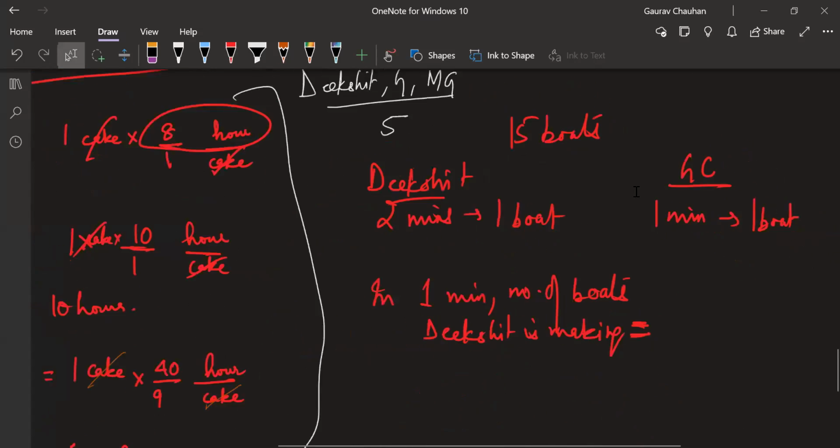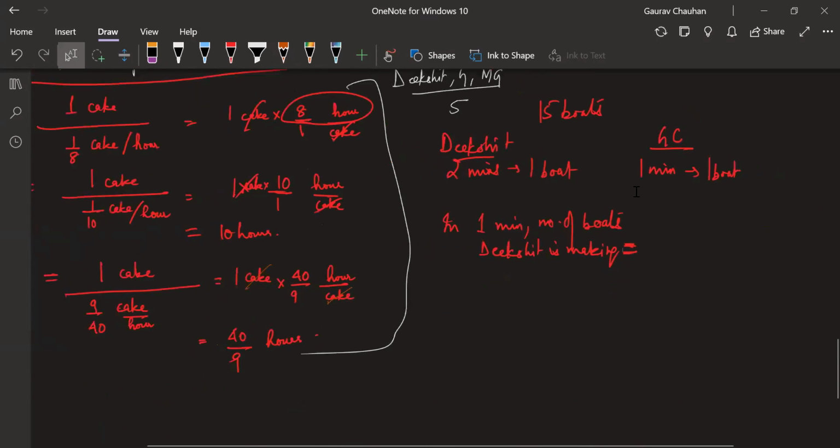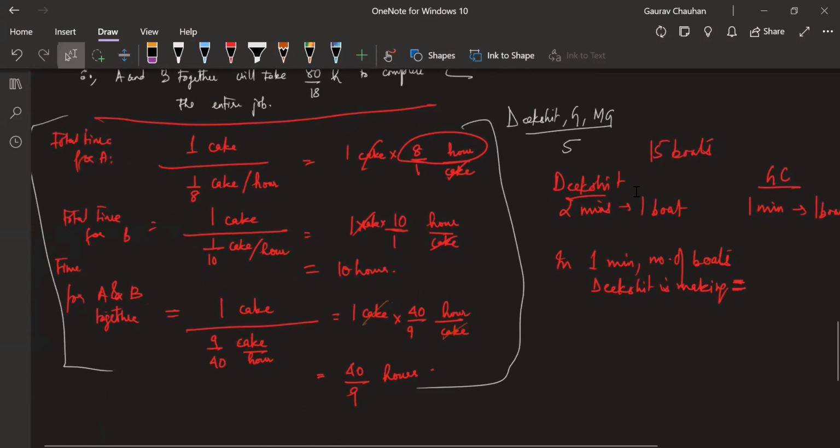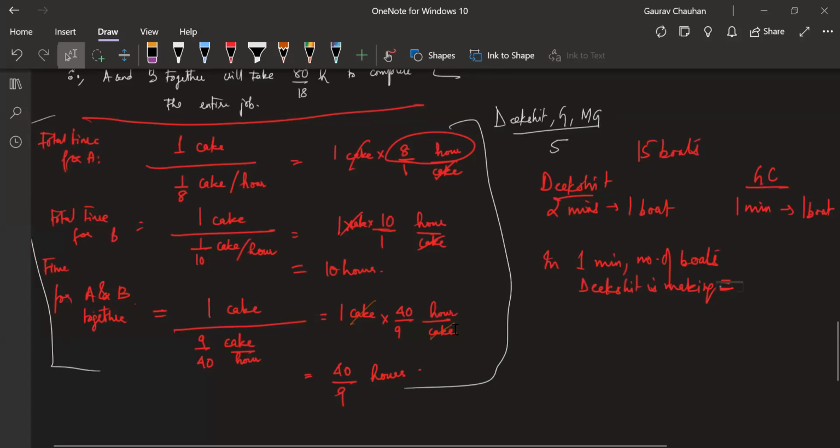Manisha, Dikshit is making 1 boat in 2 minutes. How many boats is he making in 1 minute? Half. He is making half a boat, right? So that's my fraction per minute for Dikshit. Okay, tell me how many boats I am making per minute.